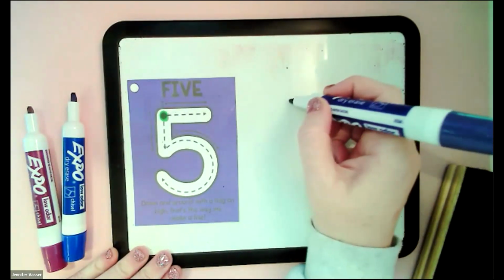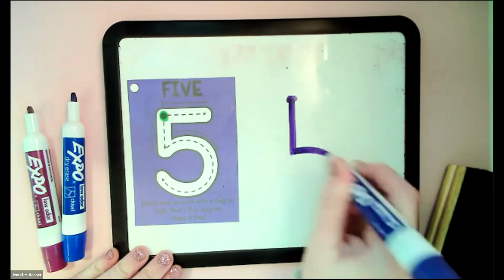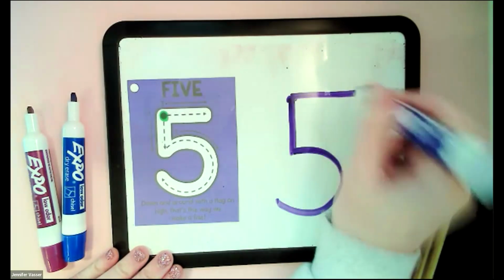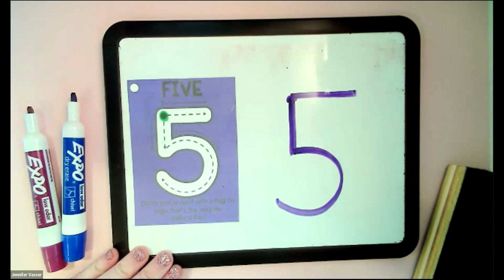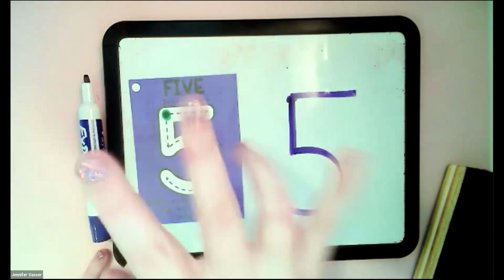Try that for me, my friends. Draw your dot. Down, around, flag on high. That's the way we make a 5. Does your 5 look like mine? Make sure it's facing the correct way. Give yourself a 5-finger woo for a job well done. Wee!